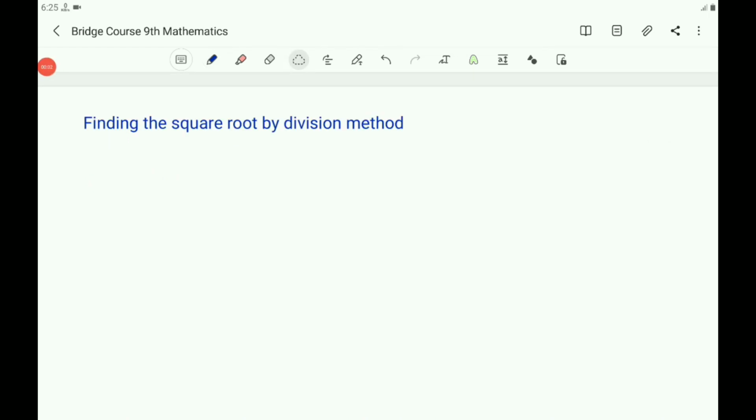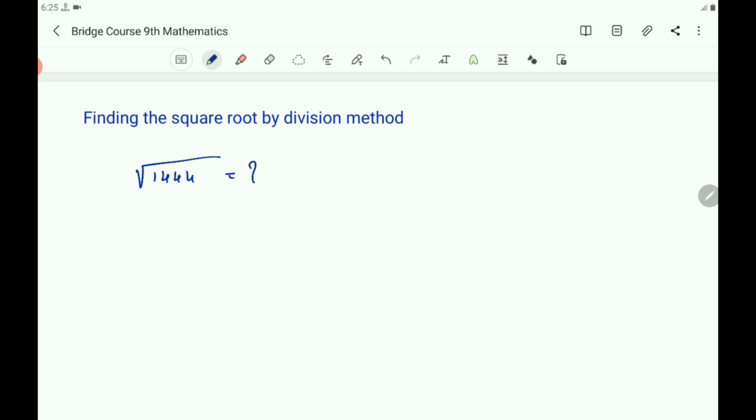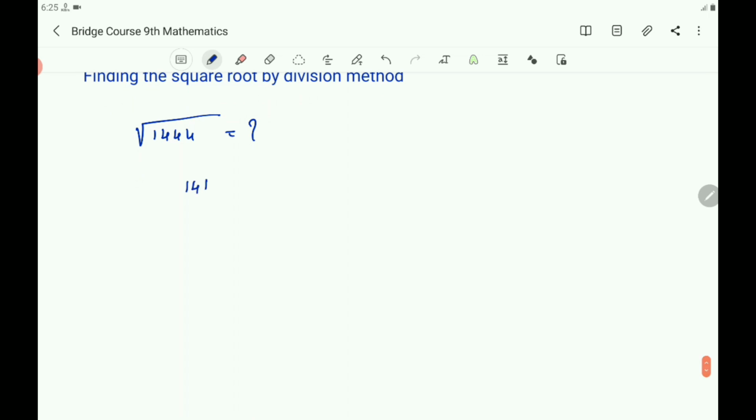Now about the division method of finding the square root. Let us take the same number, square root of 1444. Take that 1444 and here you have to make the groups of two digits from this end, that is, from right to left. For the first group 44 is there and second group 14.